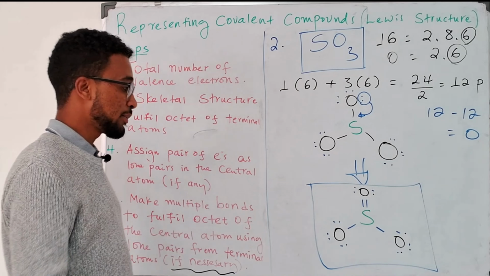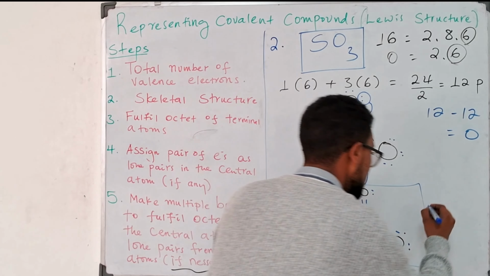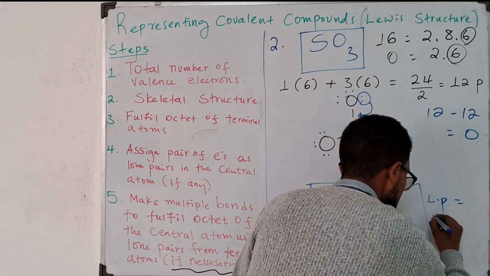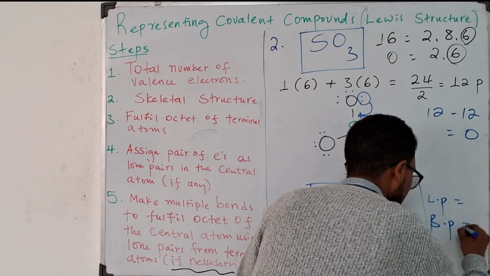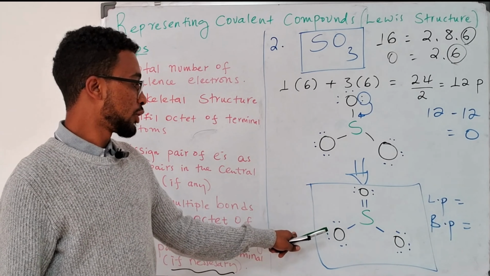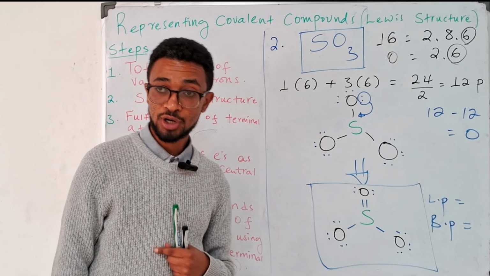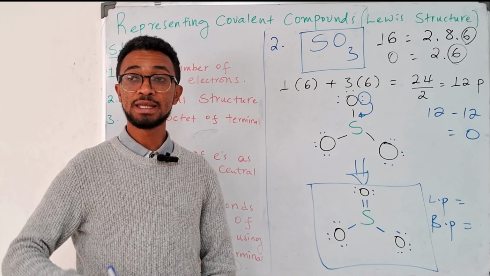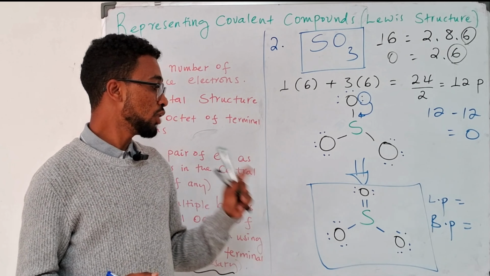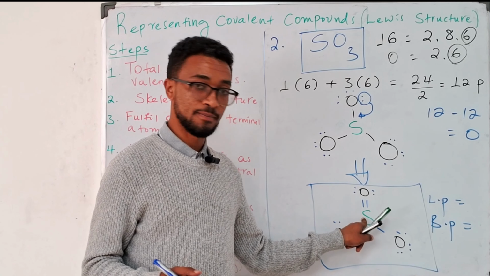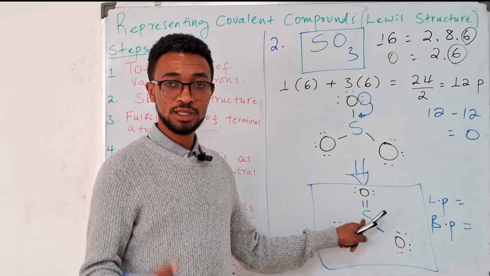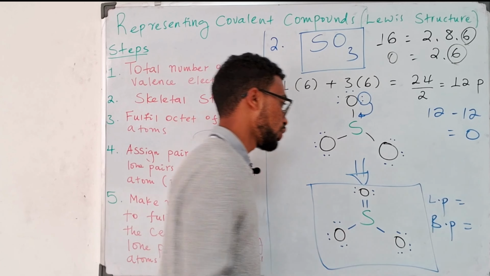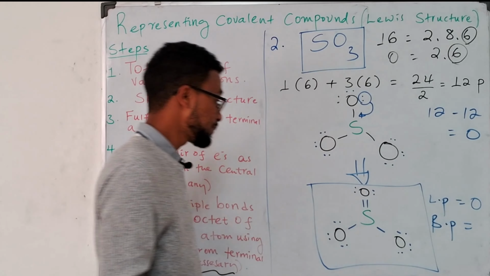Now let's look at the number of lone pairs and bonding pairs of electrons. So how many lone pairs do you see around the central atom? Whenever you are asked to determine the number of lone pairs, you have to look at the central atom. Is there any lone pair in the central atom? No. So I say 0 lone pairs, okay?